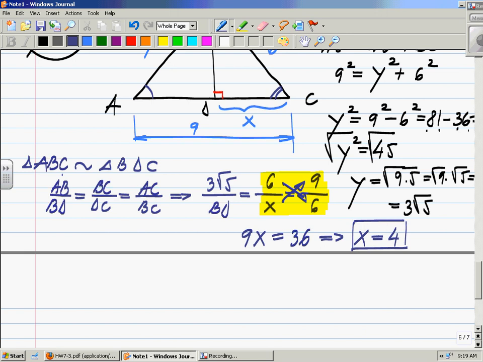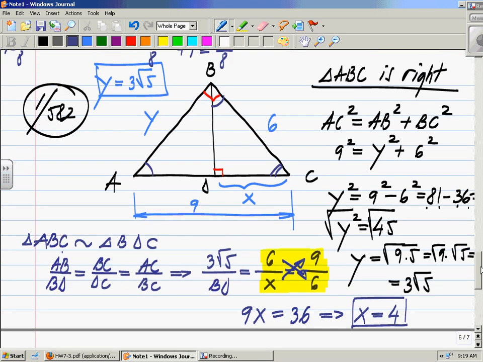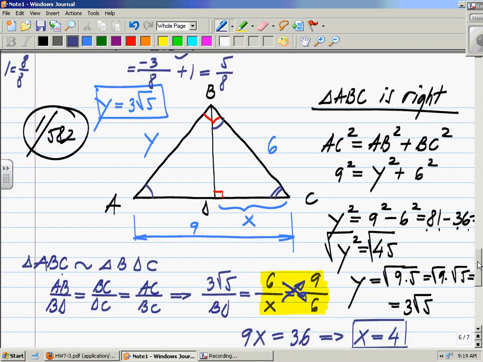Are we done? Well, the problem said find each variable and it was only x and y, but if you want you can solve everything here. You can find what BD is, and you can find AD. How big is AD, knowing that x is 4? AD is 5, right? That's obvious. And this is it.